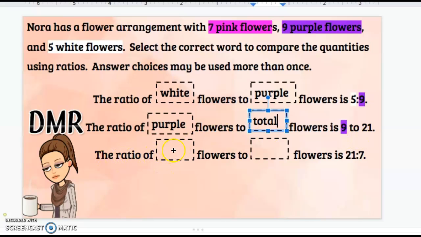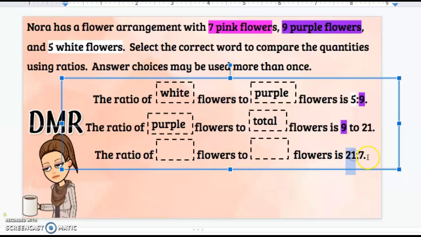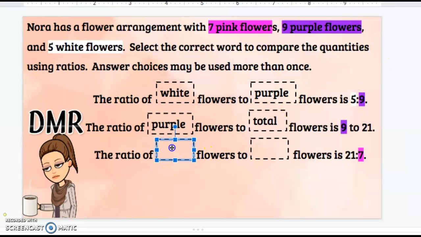And then it says the ratio of blank flowers to blank flowers is 21 to 7. So 21 must be the total again. And 7 is pink. So I'm going to highlight that pink. So the ratio of total flowers to pink flowers is 21 to 7. Okay, so looking at these ratios at the end helped me determine the words that go in the text boxes. Now remember, when dealing with ratios, order matters.